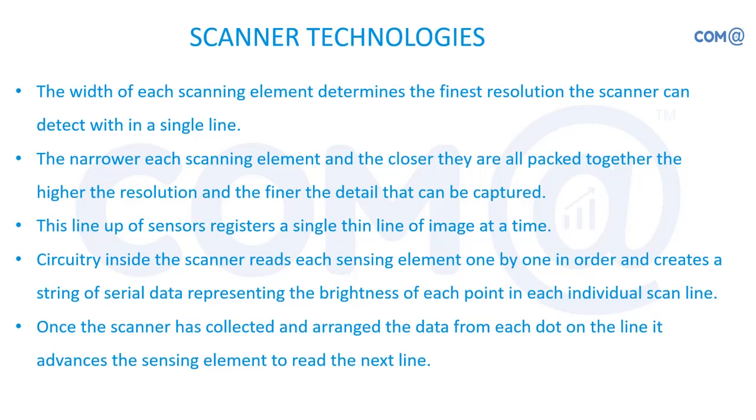Once the scanner has collected the data from each dot on the line, it advances the sensing element to read the next line. So the scanner light will be moving slowly within that speed, right? Because now we have seen the properties, right? So speed of scanning: how fast it is moving and how quickly it is capturing the data, it all lies there.